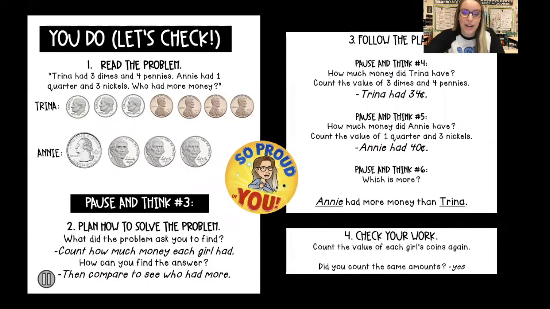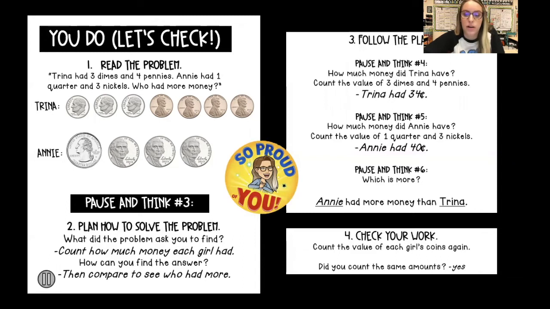All right, so now we're going to go ahead and check our You-Do problem. We already read the problem together, so we're going to move on to the pause and think question, number 3, and we're going to see if you got the answer correct. So number 2, plan how to solve the problem. What did the problem ask you to find? If we go back to the problem, it wanted you to count how much money each girl had. So how can we find the answer? Then we'll have to compare the 2 values to see who had more. Let's go to the third step where we're going to go through questions 4, 5, and 6.